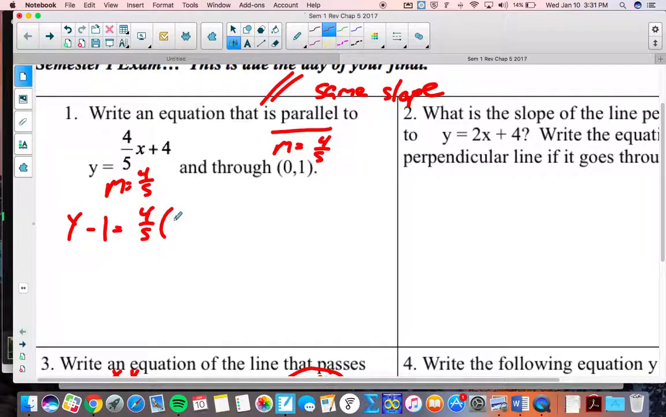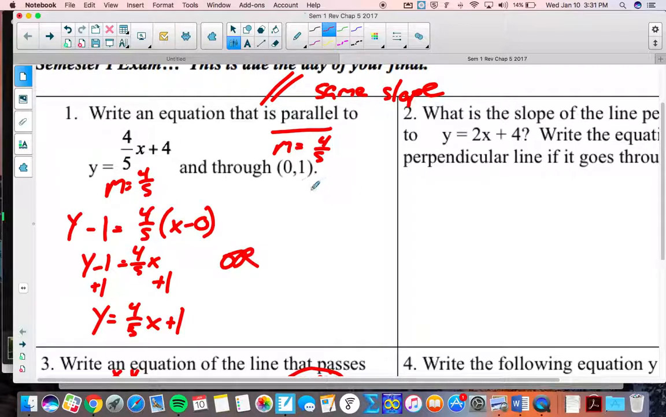That's a 4. Distribute. You know, 4/5 times 0 is really nothing. So it's 0. I don't need to write down -0 or +0 or anything. And then we just solve for y by adding 1. So now this 4/5 x and this 1 are not like terms, so we can't combine them. So we just get y equals 4/5 x plus 1.